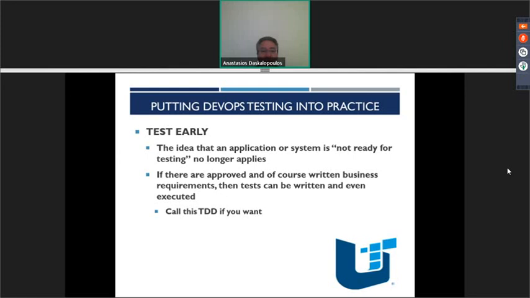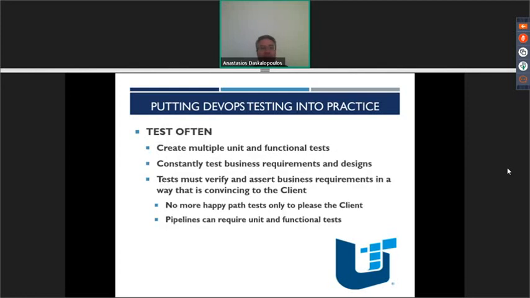And this is, again, emphasized here. The whole idea of not ready for testing no longer applies. Everything is ready for testing. The system is always ready for testing. If there are approved and, of course, written business requirements, then tests can be written and even executed. Sure, they'll fail until the feature is developed, built, and passes.